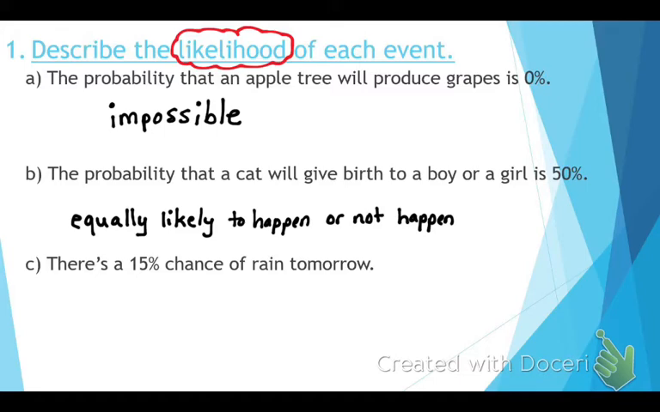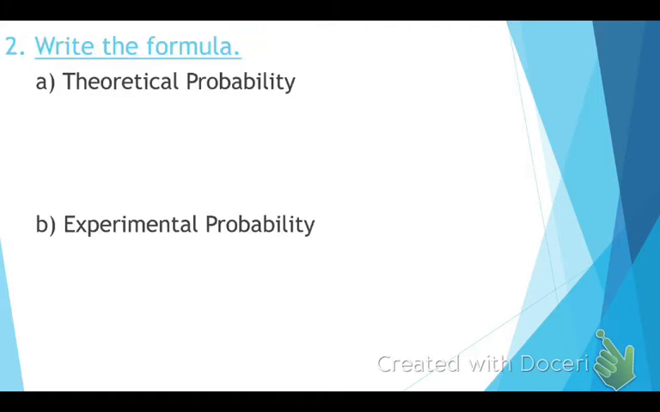Finally, Gerard, there's a 15% chance of rain tomorrow. What's the likelihood that it will rain? It is unlikely. That means it's probably not going to happen. It could, but probably not. All right, moving on to the next one.